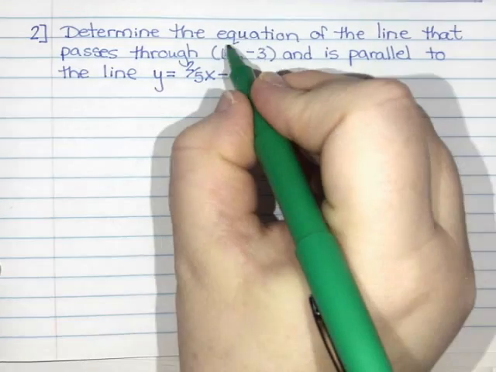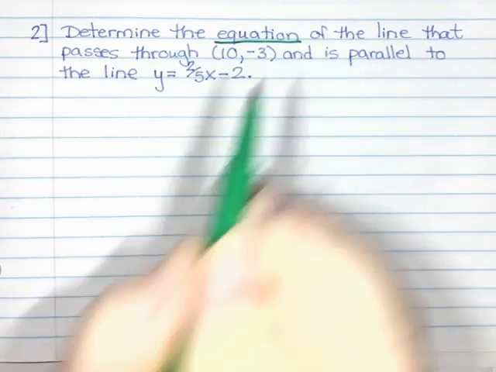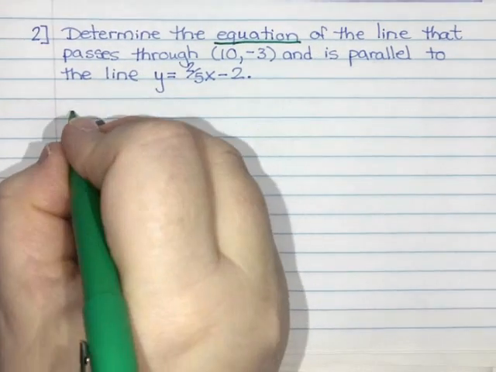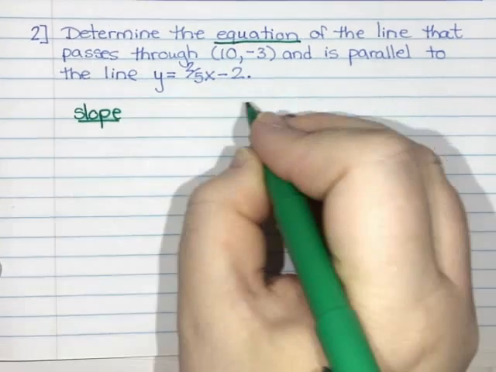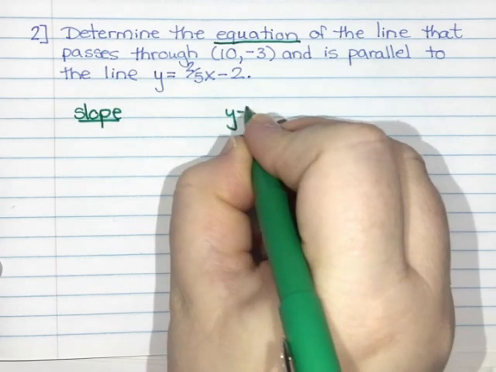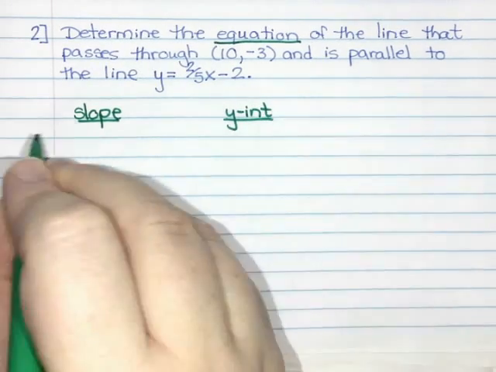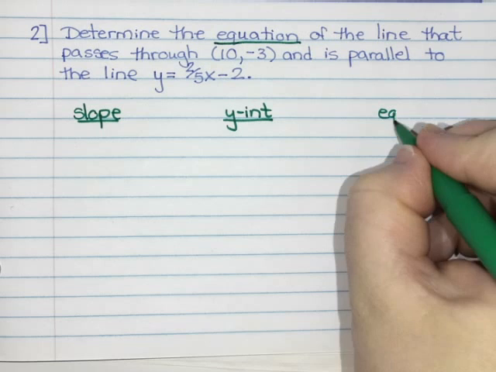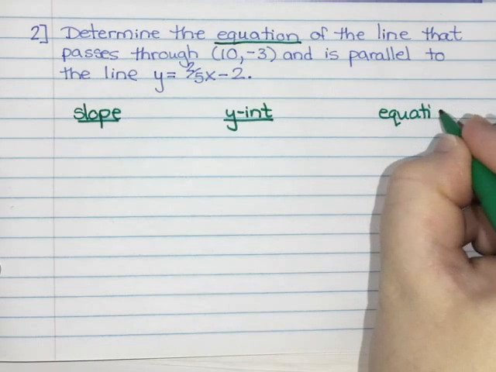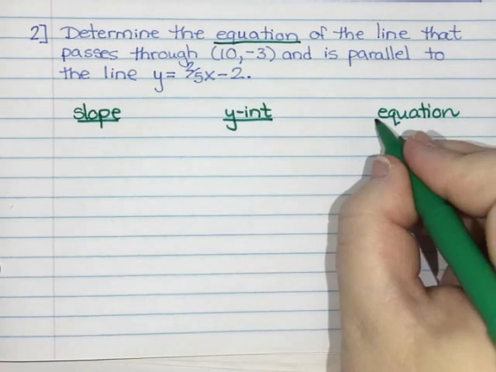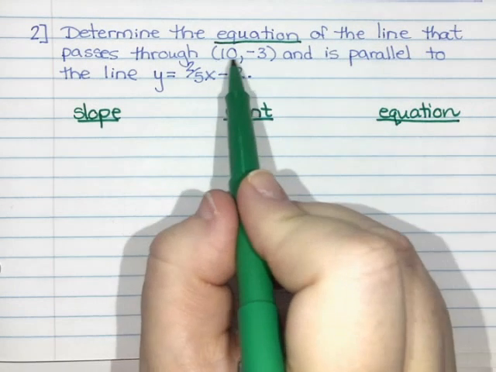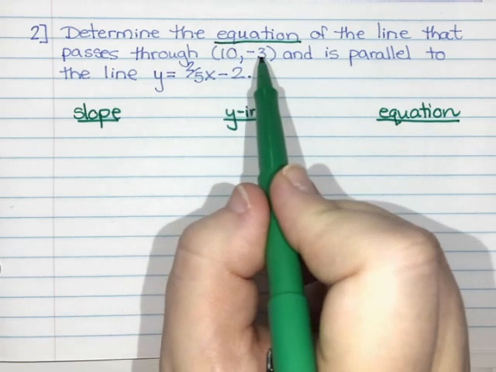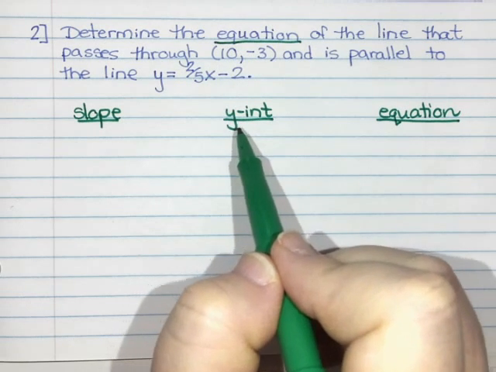So I am interested in finding the equation of a line. And that means I need slope and y-intercept. And then I can use those two together to make my equation. So it says it's going through the point (10, -3). We usually use the point to help us with our y-intercept.